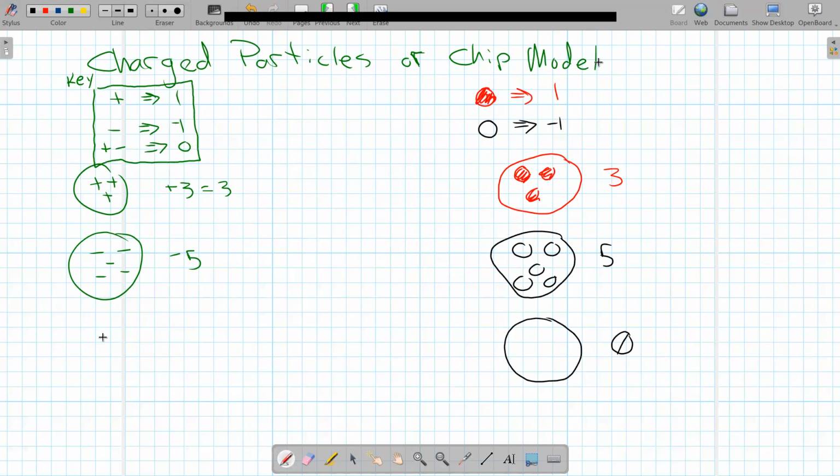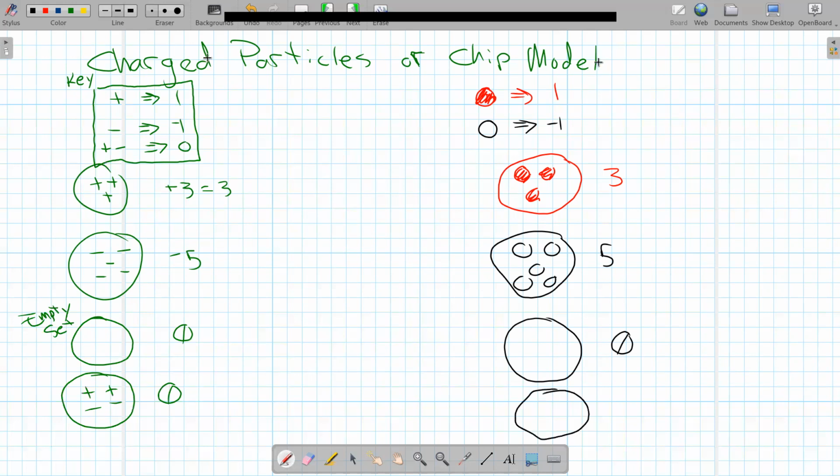So a 0 is nothing, so I have a set with nothing in it. So empty set is one way to talk about 0. But this could be 0 right here with a plus and a minus. Or I could have another plus and a minus because they cancel also. So that's another way to show 0. Over here, similarly, I could have another set here.